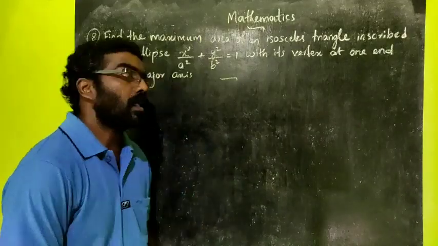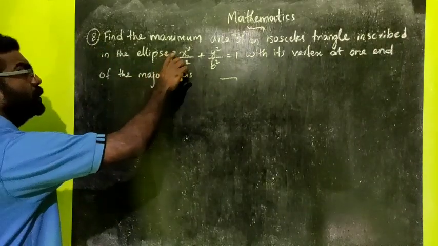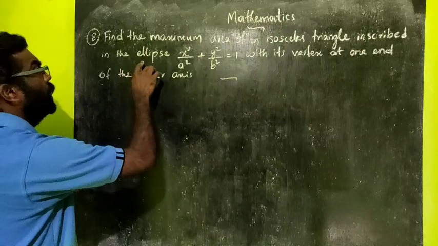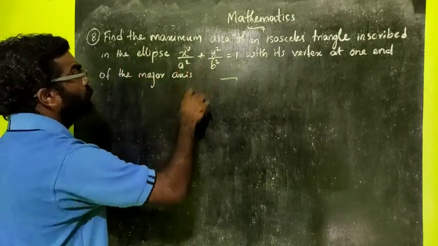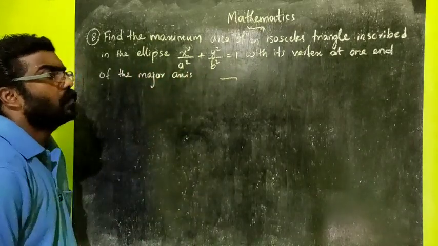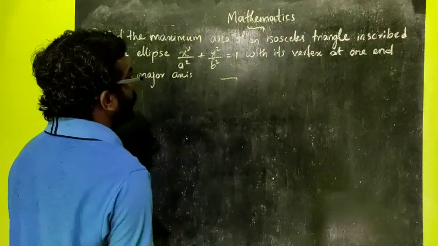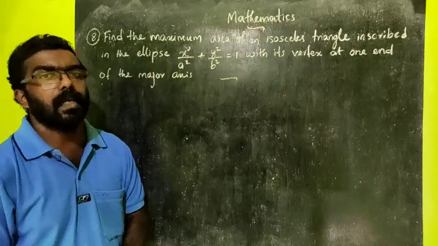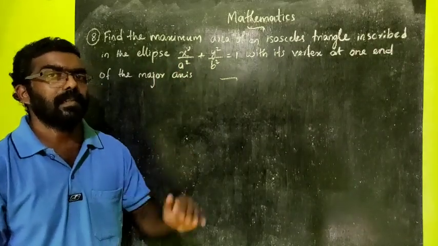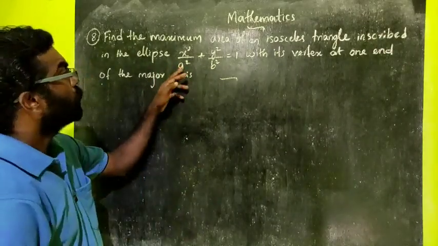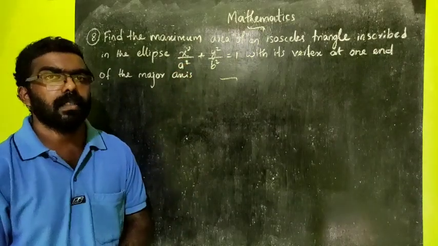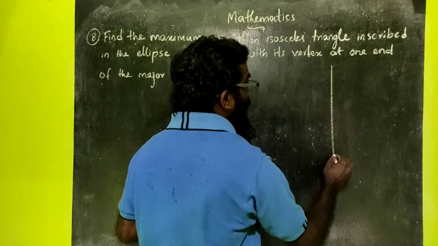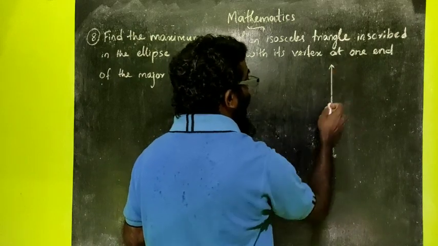Now we move on to question number 8. Find the maximum area of an isosceles triangle inscribed in the ellipse x square by a square plus y square by b square equal to 1 with its vertex at one end of the major axis. So this ellipse is of the first type, major axis x axis. Okay, x square by a square plus y square by b square is equal to 1. So we can draw an ellipse with the major axis x axis.